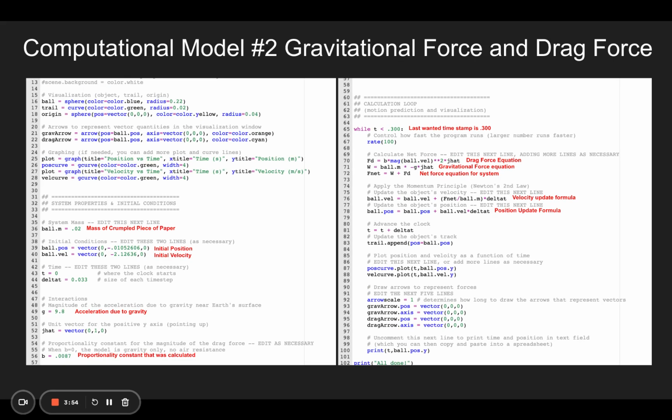Here's the code for the computational model that dealt with both gravitational force and drag force. The code for this model is the same as the previous model, except drag force is included. This is shown by the variable b, which I calculated to be 0.0087. Also, the drag force in this equation was entered into the while loop.